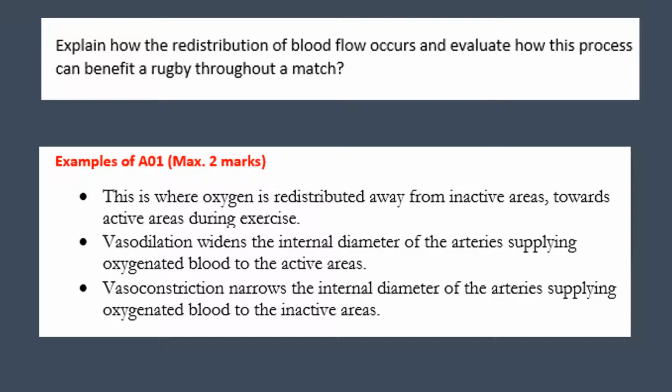So vasodilation widens the diameter of the arteries, supplying oxygenated blood to active areas. And vasoconstriction does the opposite. It narrows the arteries, supplying oxygenated blood to inactive areas. So if you put 2 of those 3 points, you're showing some good knowledge there of the redistribution of blood flow.